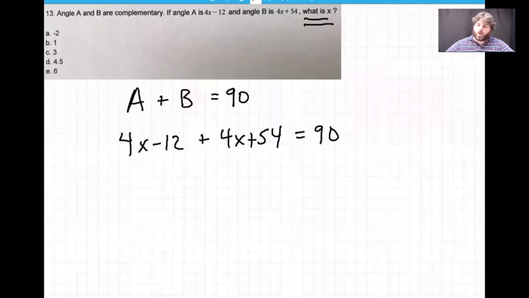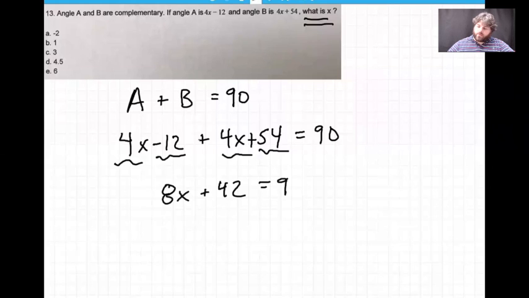Now the question says, what is x? So as soon as we find the value of x, we're done. So we don't have to plug it back in or anything. We combine our like terms. We have x's both on the same side, so we combine them together to get 8x. Minus 12 plus 54, that's going to be 42. So we get 8x plus 42 equals 90.